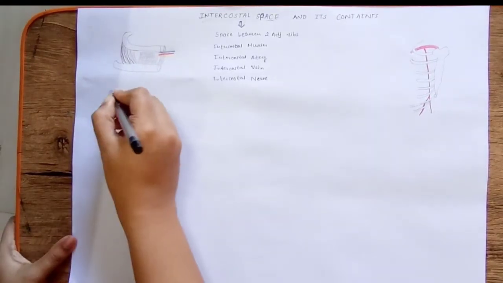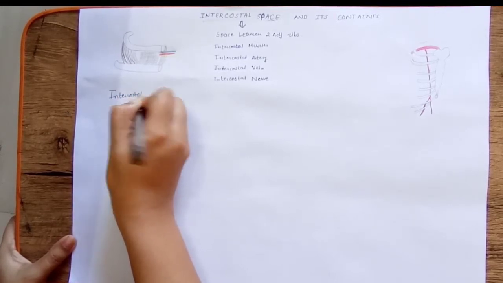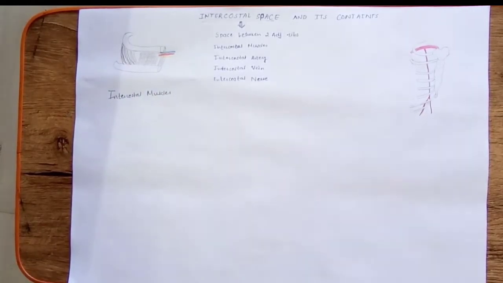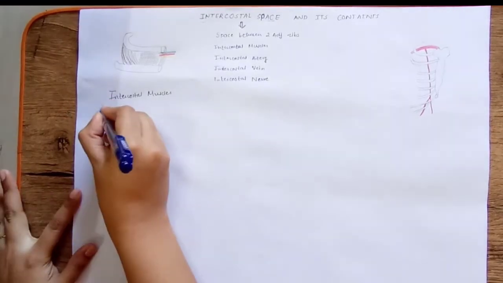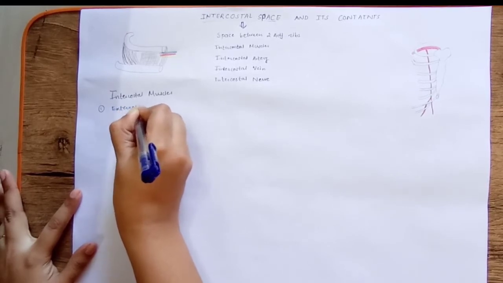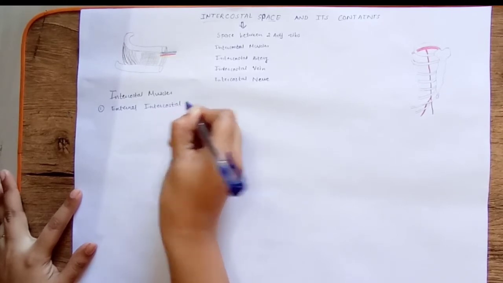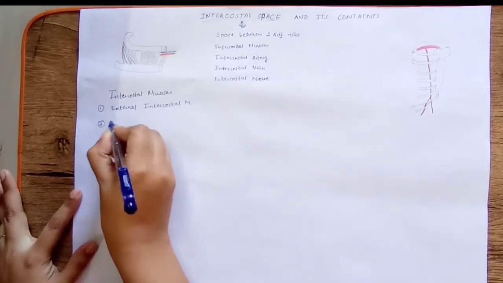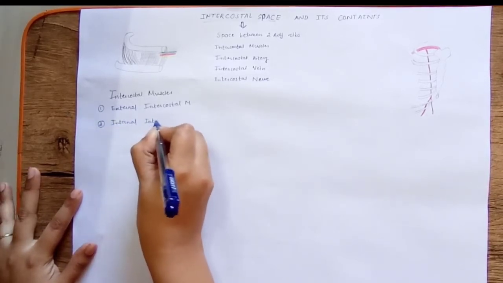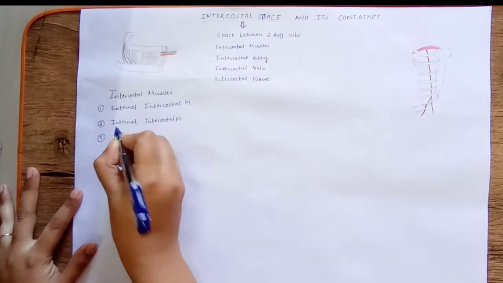Intercostal muscles are of three types. The names of the muscles are external intercostal muscle, internal intercostal muscle, and innermost intercostal muscle.